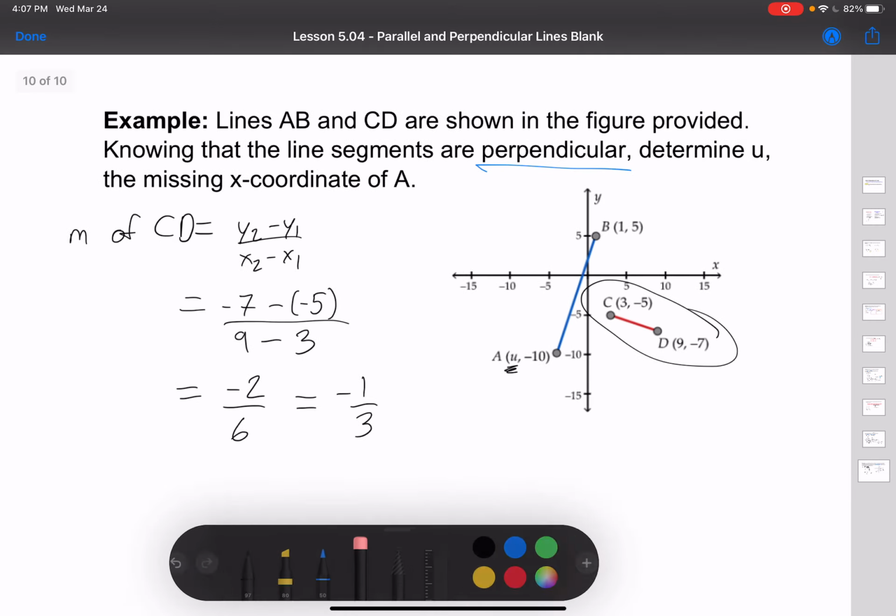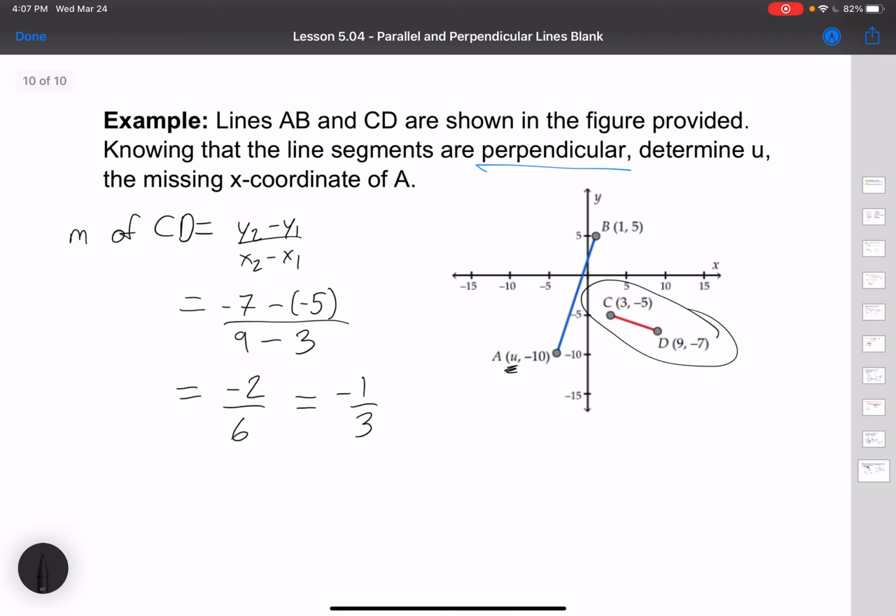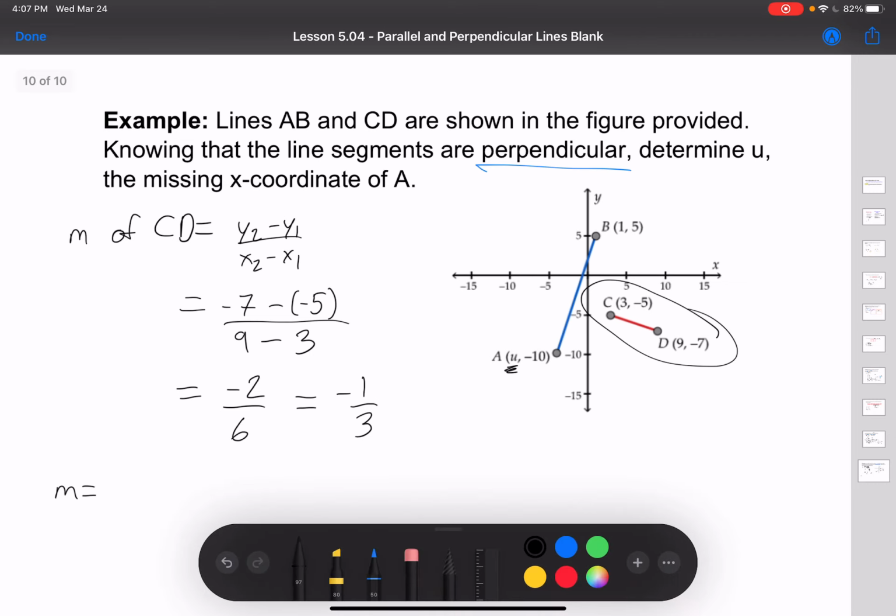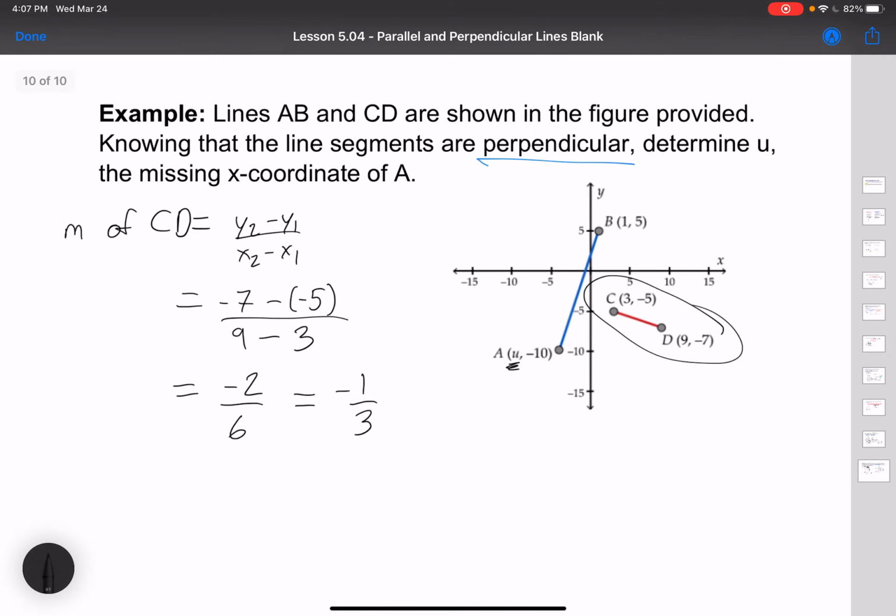So m of, let's say, sorry, I'm just going to erase that. The slope of AB, so m of AB, well, that's just going to be the negative reciprocal. And what's the negative reciprocal of -1/3? Well, flip it over, you get 3 over 1, and positive this time, which is just 3. So we have a slope of 3 for our line AB.